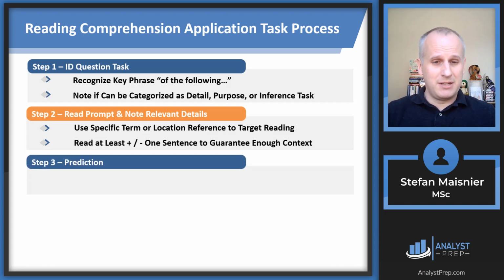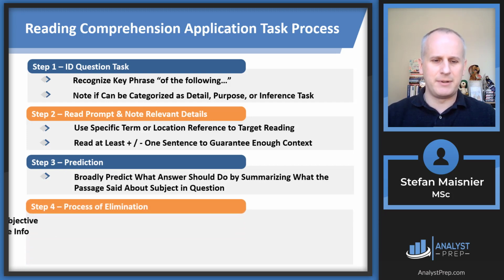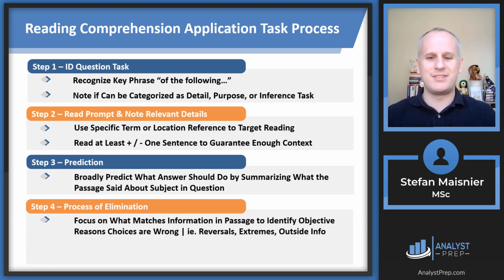Step 3 is going to be to predict, but you want to only broadly predict by summarizing what the passage said about that subject in question. And then, of course, process of elimination. Focus on what matches the information in the passage to identify specifically objective reasons that choices are wrong, things that are reversals, things that are extreme based on the information in the passage, things that require additional information.